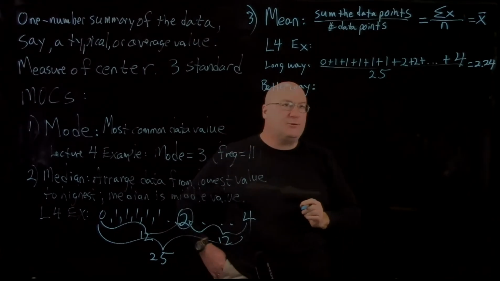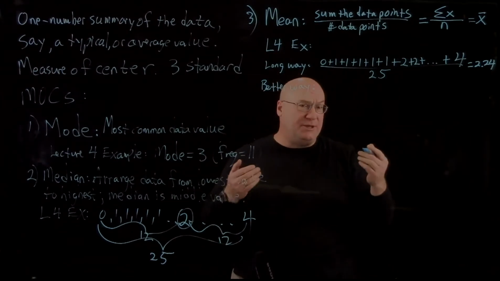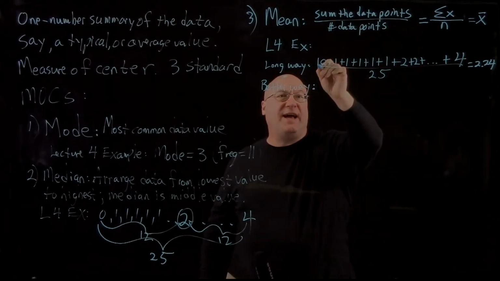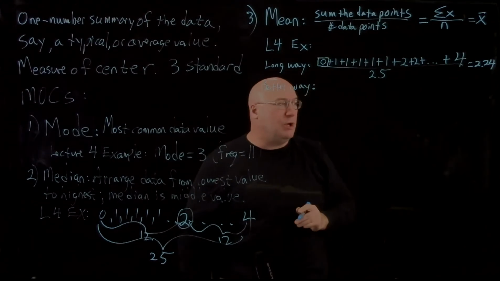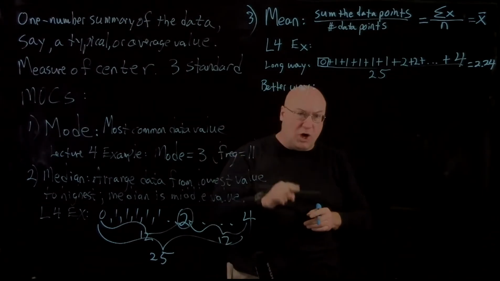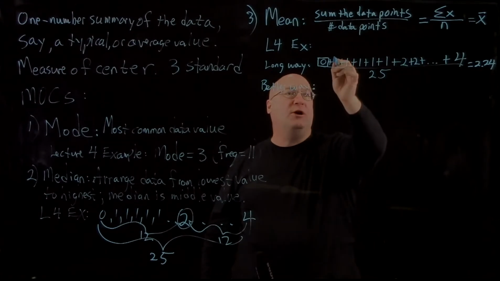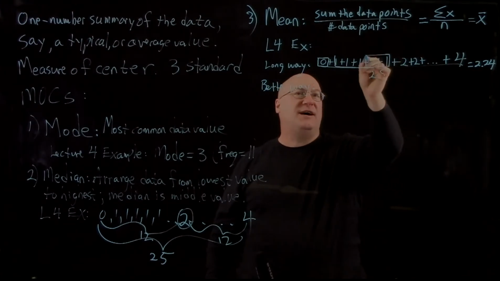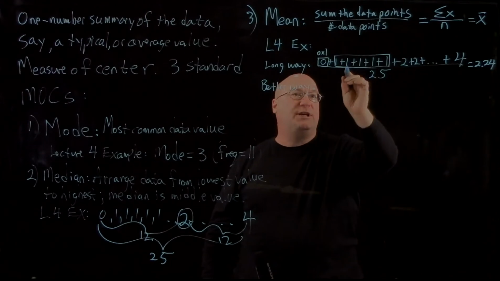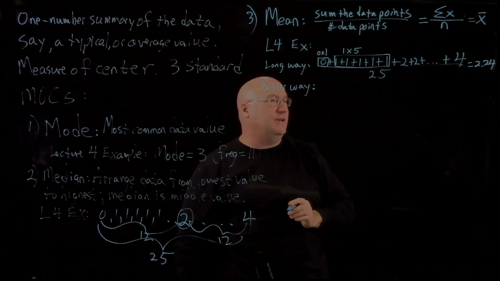The better way is to realize that I don't really need to add up all the data points. What I need to do is look at, let's say, this data value and just multiply it by its frequency, right? The data value is 0. It has a frequency of 1 in the data set, so 1 times 0 is 0. What about the data value of 1? Well, rather than add it up 5 times, why don't I just take the value 1 times its frequency.